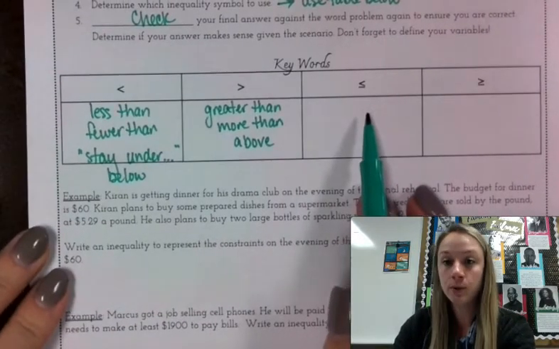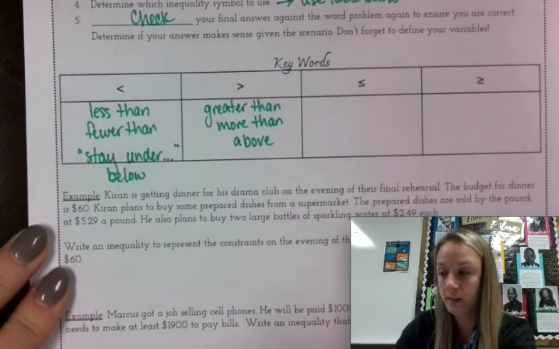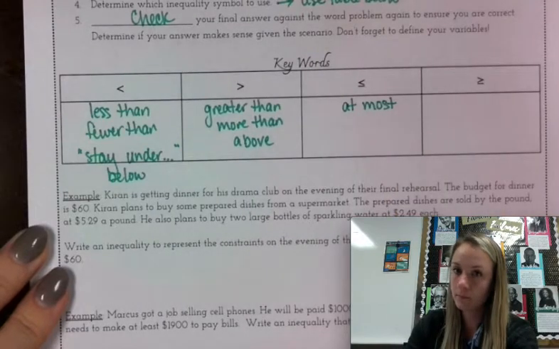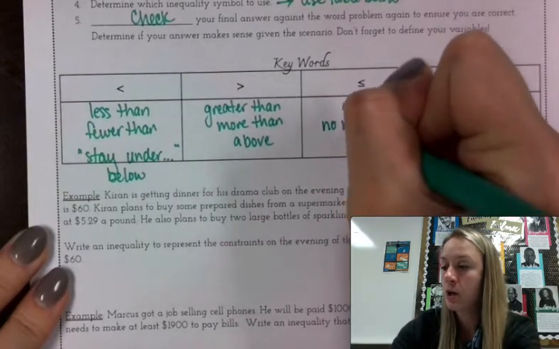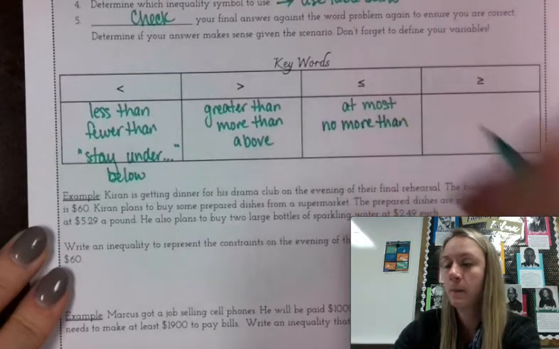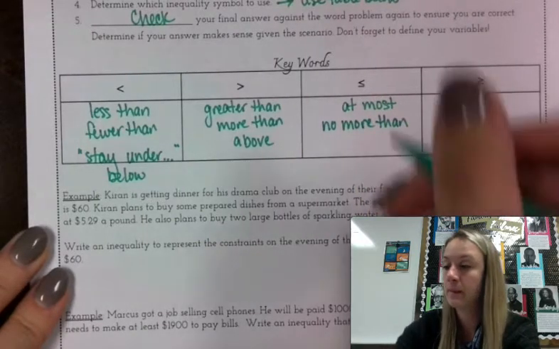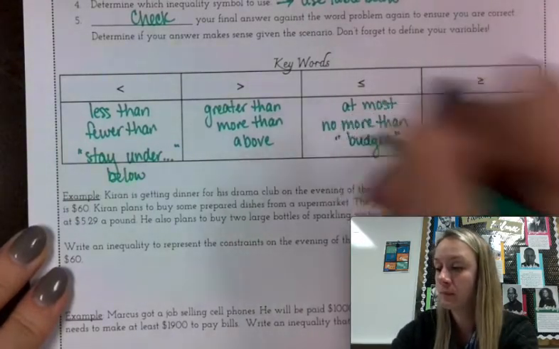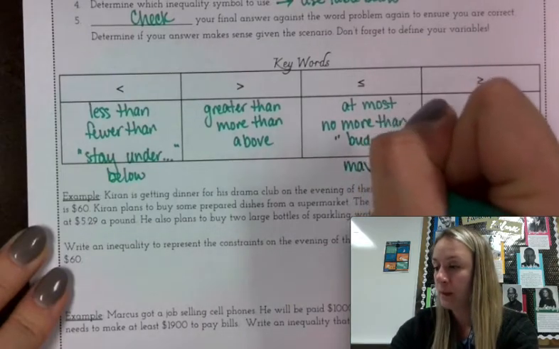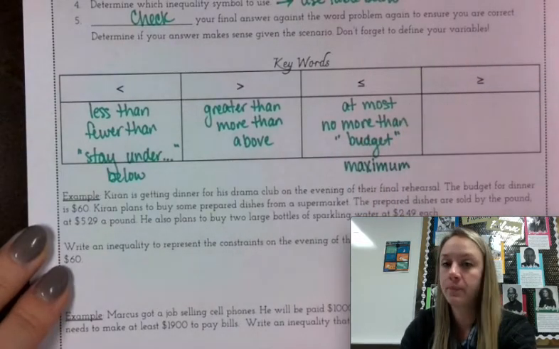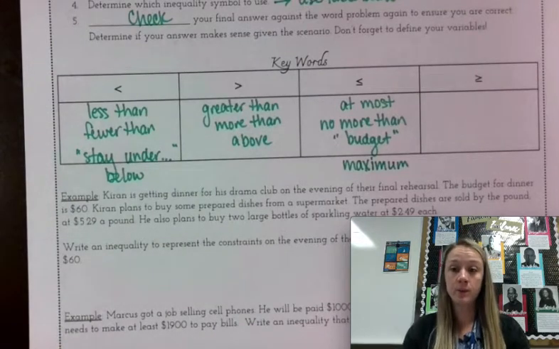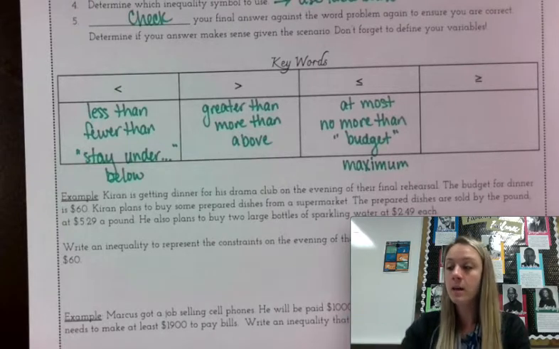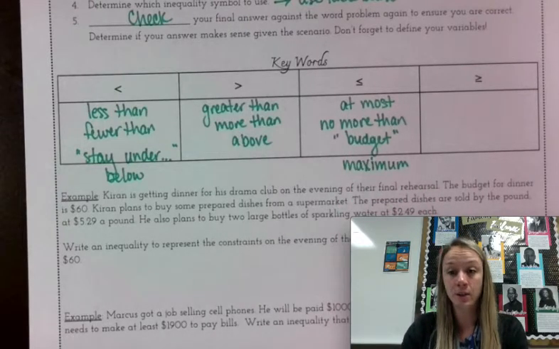This less than or equal to, we have 4 different phrases. So one of them is at most. We could say no more than. If we're talking about a budget, or maximum. These might be a little bit more confusing because when we hear the words maximum or at most, we're thinking a lot, but the inequality symbol is actually less than or equal to.